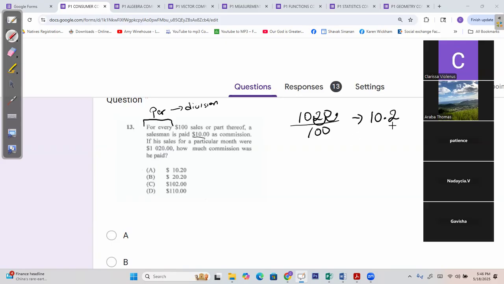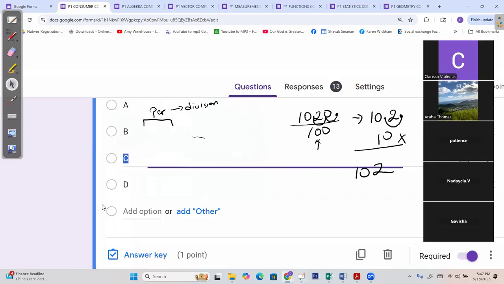So that means how many units he got? 10.2 units. And for every unit, how much money is he making? $10. So that means we've got to multiply by 10. That means we've got to move the point one more time to the right. You realize this is just a lot of moving the point. Jumping once is 10, and anything that ends in a zero. So that means our answer is $102. The answer is C.